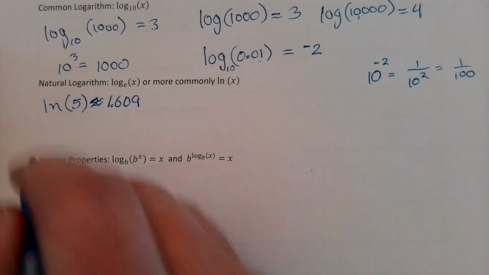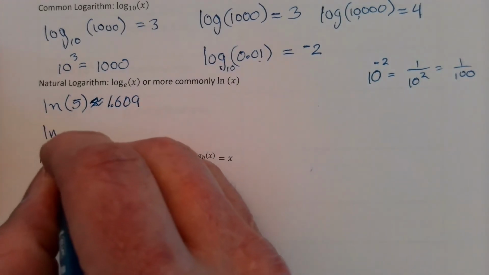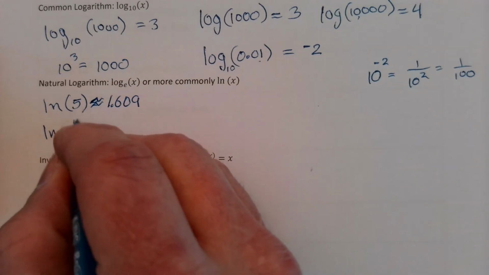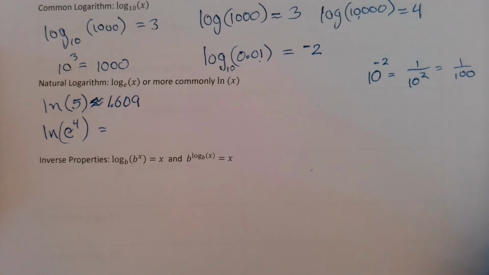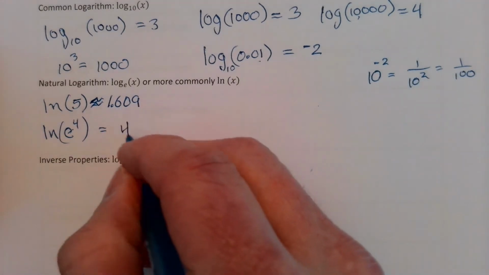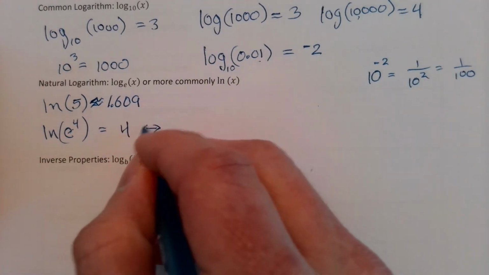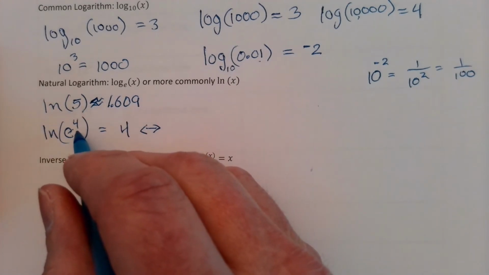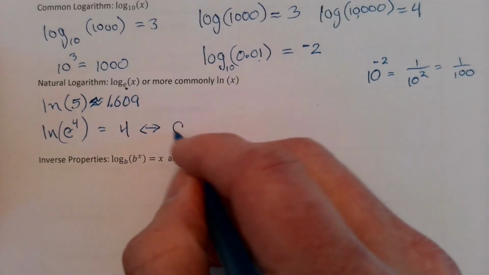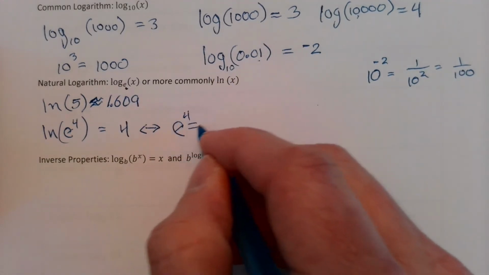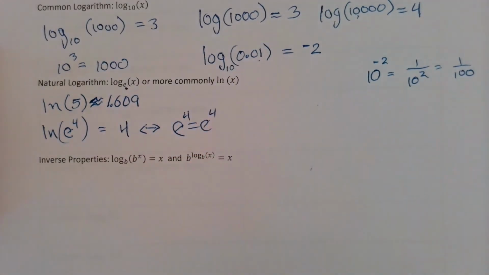So here's one, for example. What's the natural log of e to the 4th power? Well, it turns out it's 4. Because 4 is the number that you can put on the base of the natural log to get e to the 4th. It looks a little like circular reasoning.